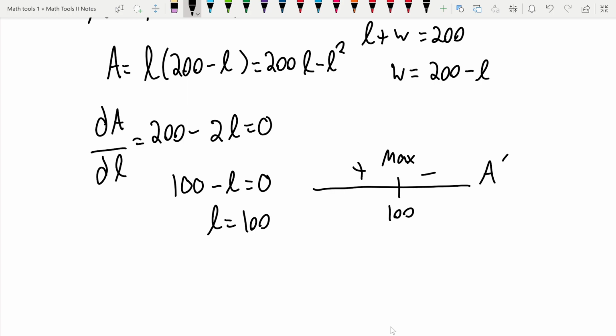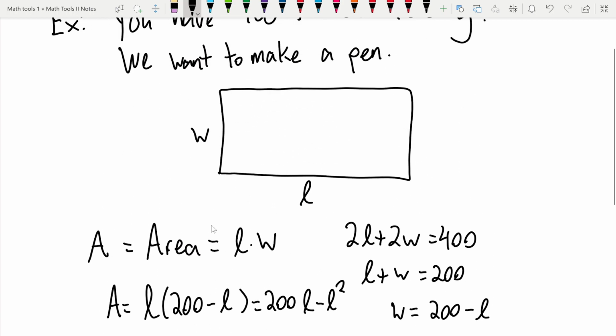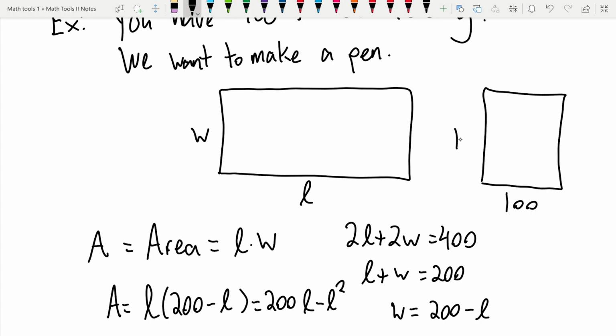And if L is 100, that means that W is 100 as well, because W is 200 minus L. So the largest rectangular pen we can make is actually a square, right? The actual answer would be a 100 by 100 foot square. And you'll get the same thing doing a lot of different problems that are similar to this kind of idea.